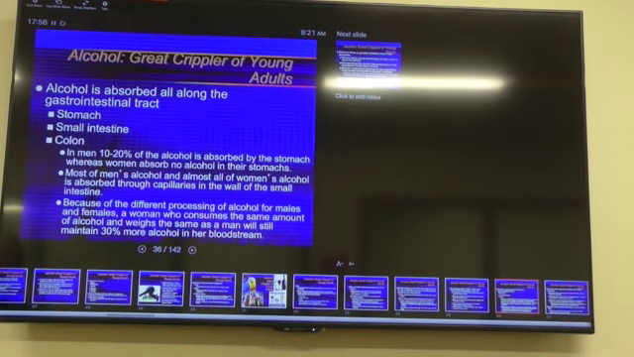Alcohol is absorbed along the gastrointestinal tract. It's absorbed in your stomach if you're a male, in your small intestine, in your colon. In men, 10 to 20% of the alcohol is absorbed by the stomach, whereas women absorb no alcohol in their stomachs. And the reason is because they don't have alcohol dehydrogenase like men do. For the longest time, men drank a lot more alcohol than women did, and for that reason, human males evolved with more alcohol dehydrogenase in their stomach than women did. So women don't process any alcohol in their stomach.